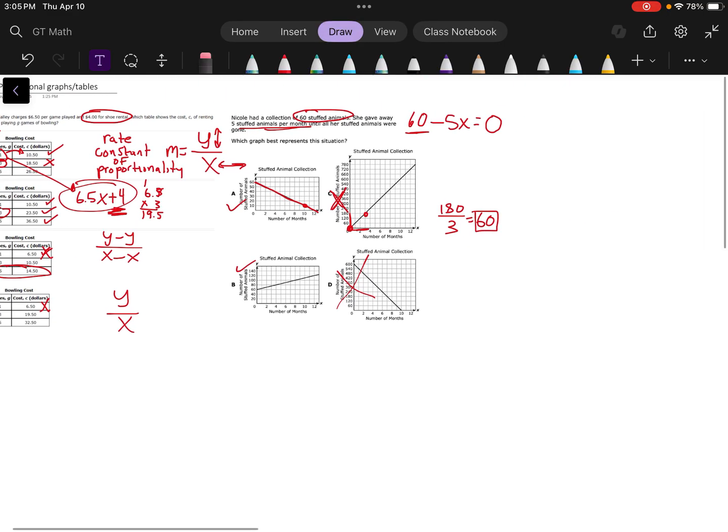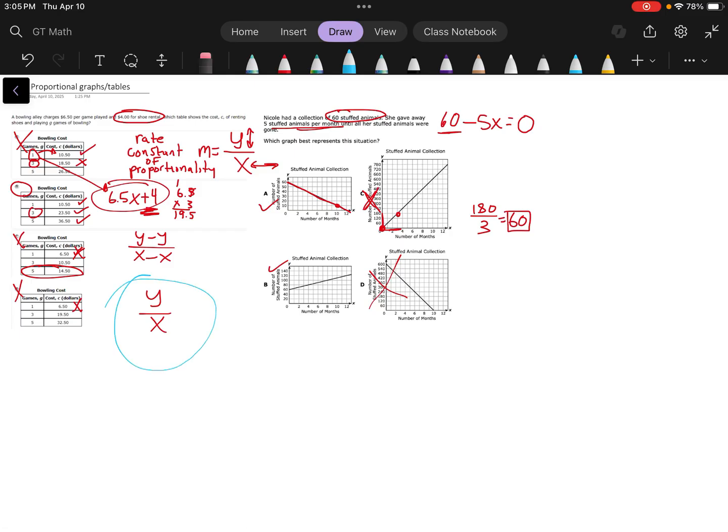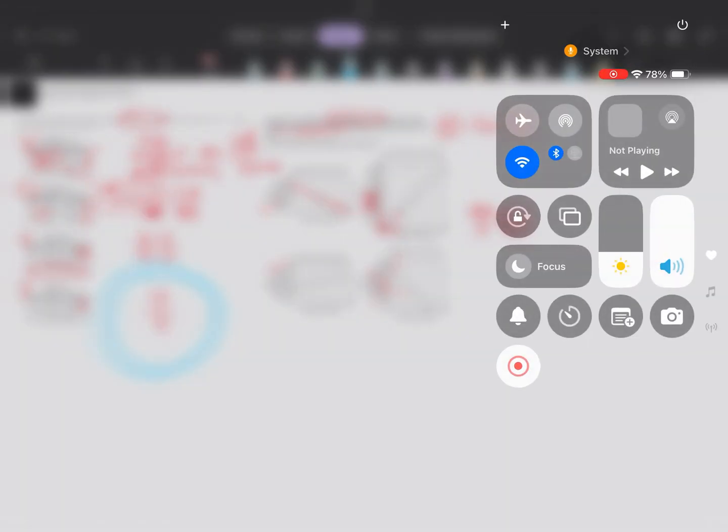So once again, y over x, one of the most important things on your test. Remember, y divided by x, every time. That's how you find the rate, or at least the proportional rate.